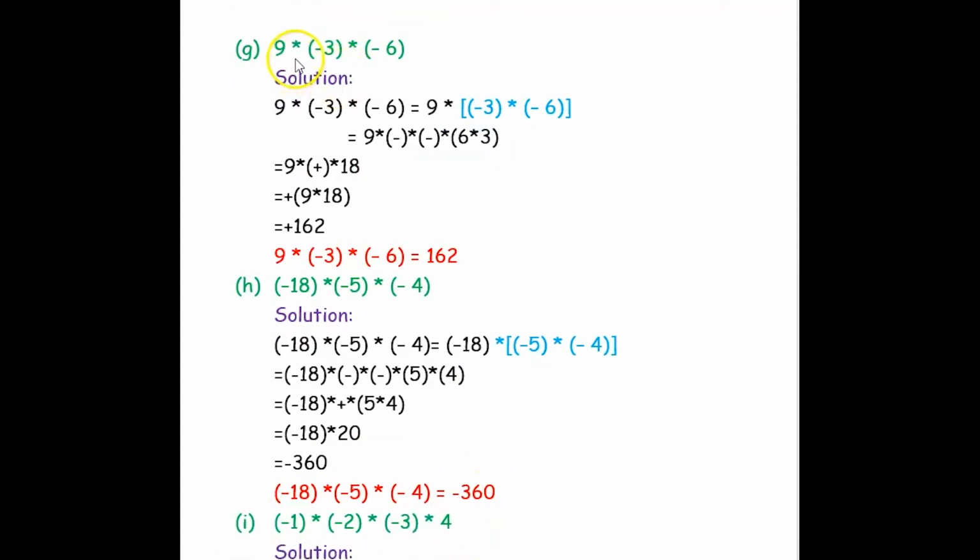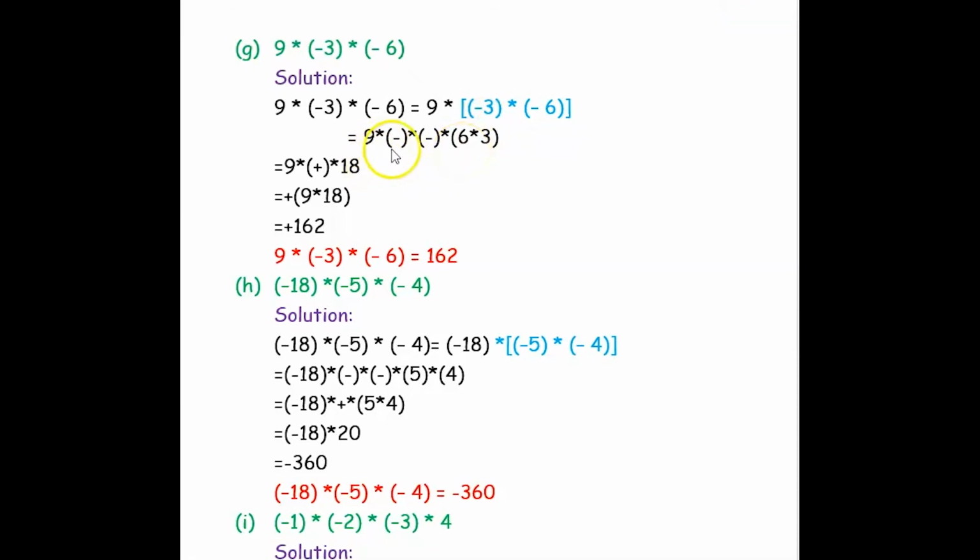Next question is 9 into negative 3 into negative 6. So now I am going to use the associative property. If you look at the numbers, we have two negative integers. So we can associate those two negative integers so that our calculation becomes easier. So now I am writing 9 separately and I have associated negative 3 and negative 6. Associated means I am writing them in parentheses and I am calculating those two integers first.